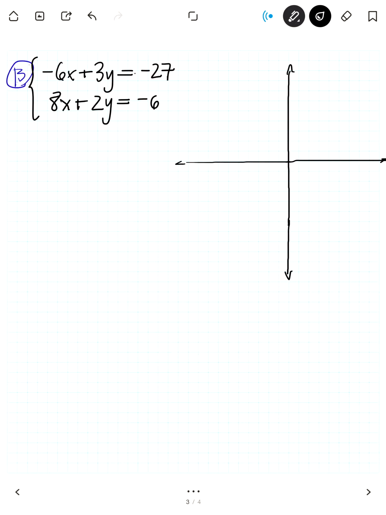For the first equation, I need to add 6x, then divide by 3. So solve both for y. The first one, I add 6x, divide by 3, which gives me 2x. And 27 divided by 3 is negative 9.